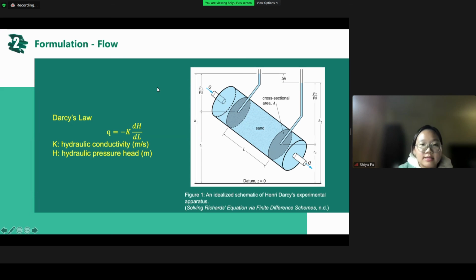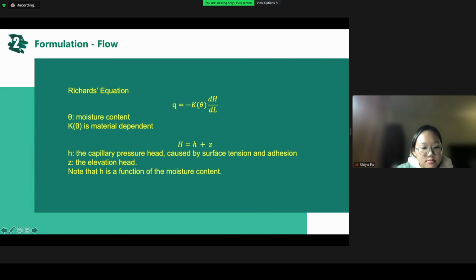By recognizing that hydraulic conductivity is influenced by the amount of saturation, Darcy's law can be extended to unsaturated conditions. This amount can be measured by the fraction moisture content theta, which is between 0 for fully dry and 1 for fully saturated. Thus, we get Darcy's law for unsaturated medium, where the function k(theta) is material dependent.